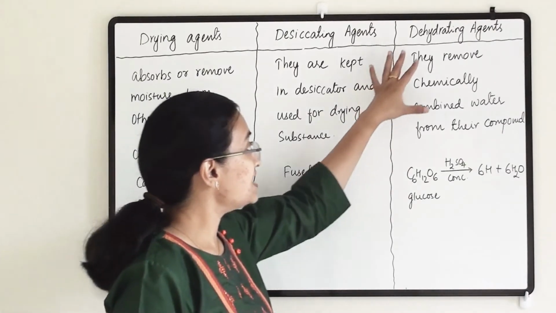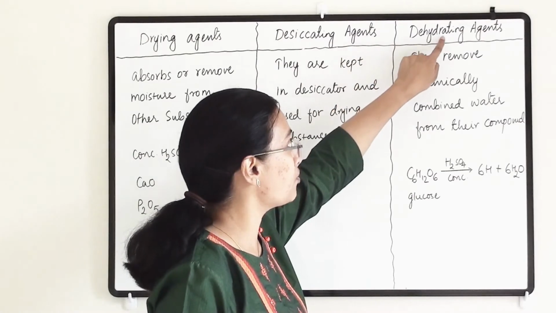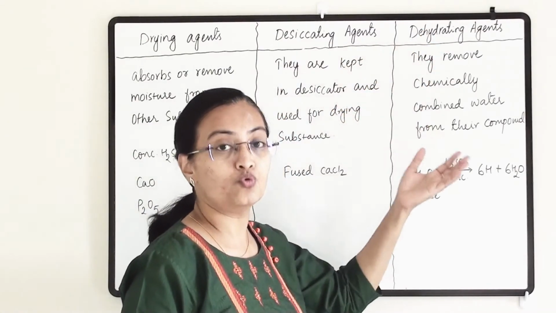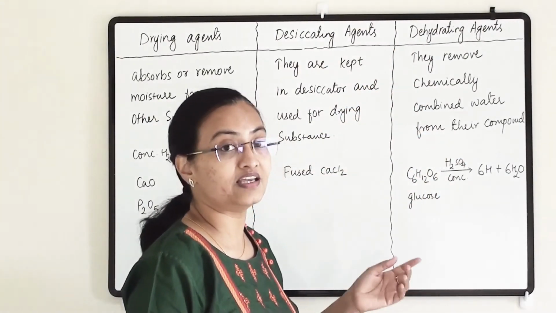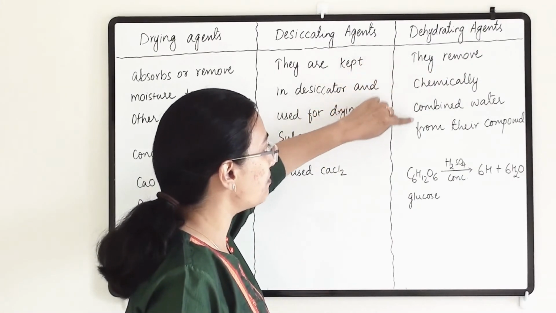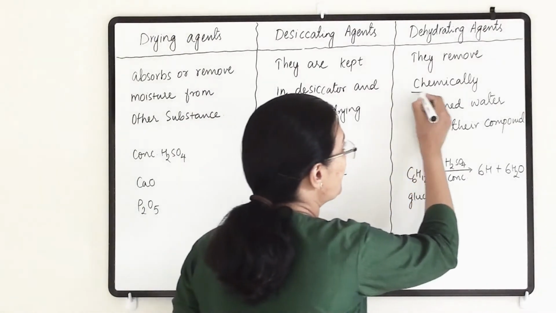Then come dehydrating agents. As the name suggests, they will remove water molecules. Hydra means water and dehydrating means removing water. So they are removing water from the substance, that's why they are termed as dehydrating agents. They remove chemically combined water from the compound. See here, it should be chemically combined.